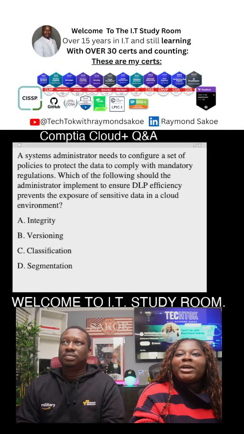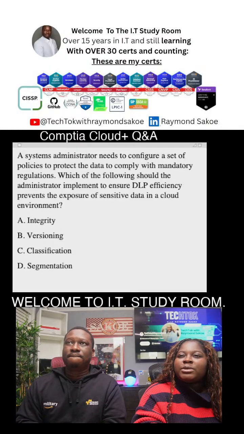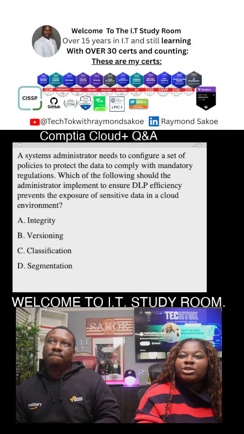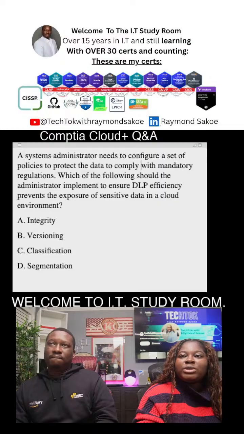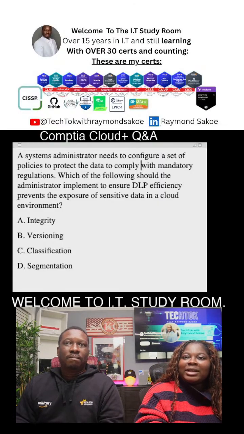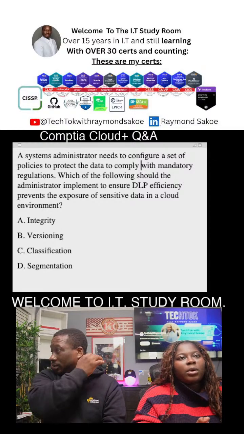Okay. All right. A system administrator needs to configure a set of policies to protect the data to comply with mandatory regulations. Which of the following should the administrator implement to ensure DLP efficiency prevents the exposure of sensitive data in a cloud environment? What is DLP? Data loss prevention. Okay. All right.